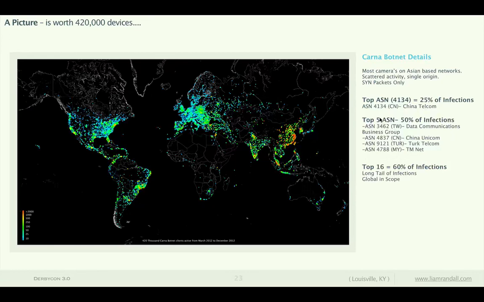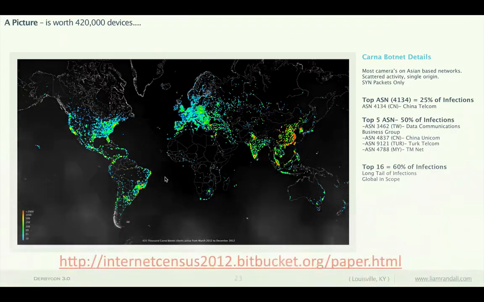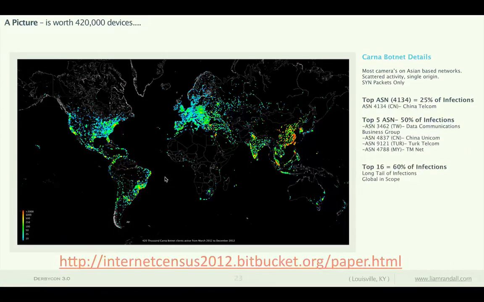The top 16 ASNs only accounted for 60% of infections. Ultimately, these inexpensive cameras are available anywhere, everywhere, and they're deployed everywhere. I mean, you can even see these hotspots down in South America here. If you have an opportunity, pull up the paper. It is very interesting. Okay, so what does all this mean?